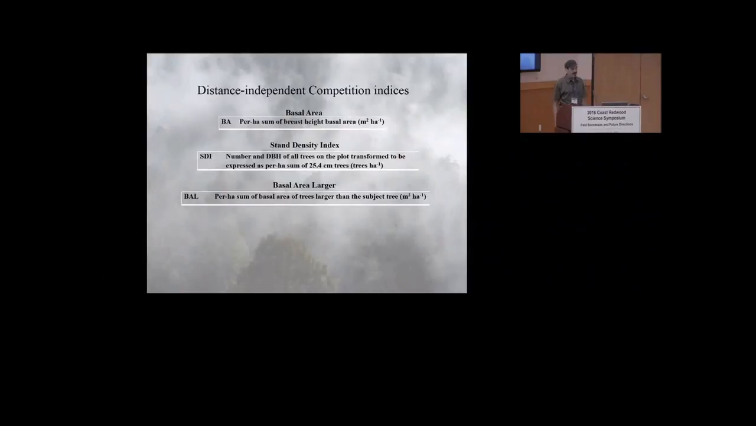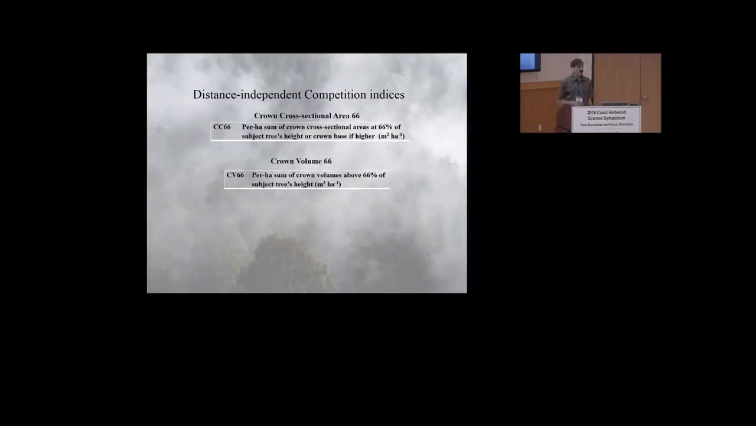And 3 fixed area nested plots were installed around each tree to quantify competition. We computed basal area, stand density index, basal area larger, crown closure 66, which is the per acre sum of crown cross-sectional areas evaluated at 66% of the subject tree's height, and then divided by the number of square feet in an acre. And then also crown volume 66.